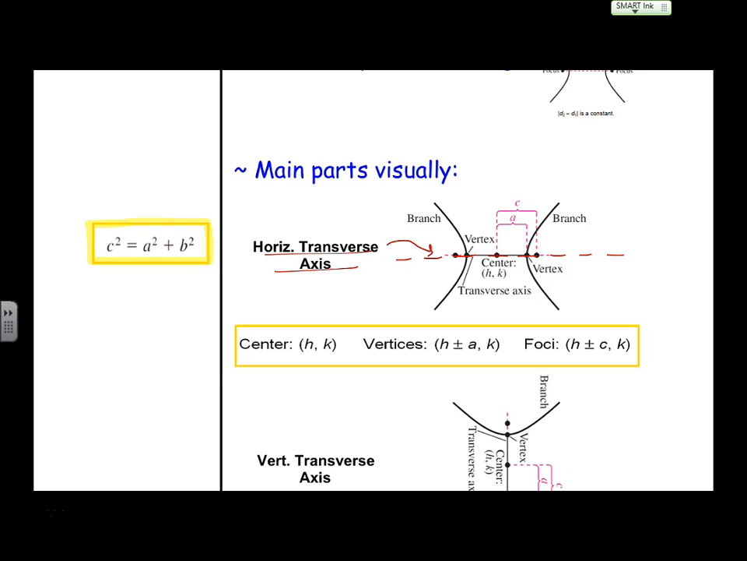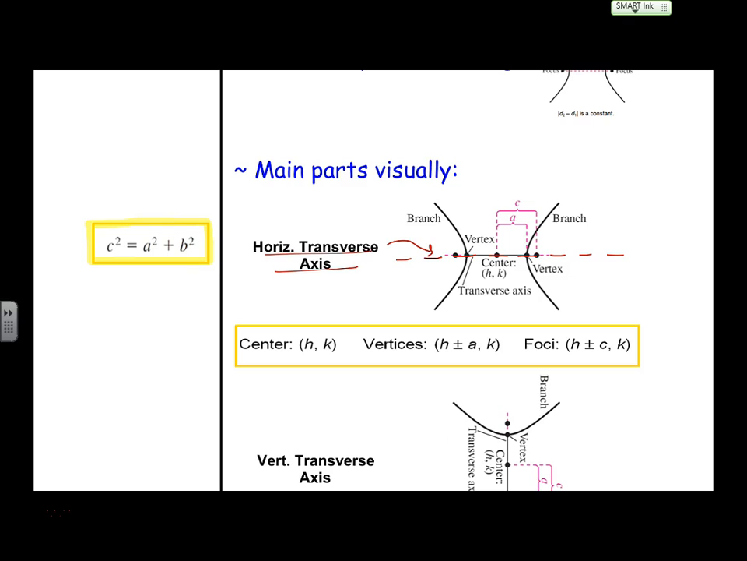It went across, right? It went through. So think transverse axis is going through the hyperbola. Does that kind of make sense? Silly way of remembering. For my push people.